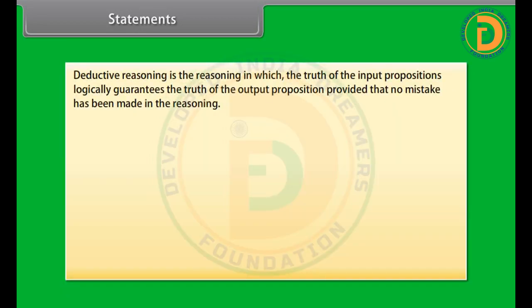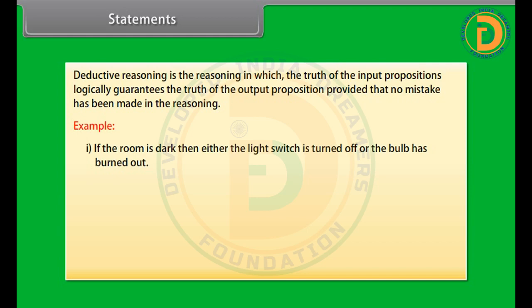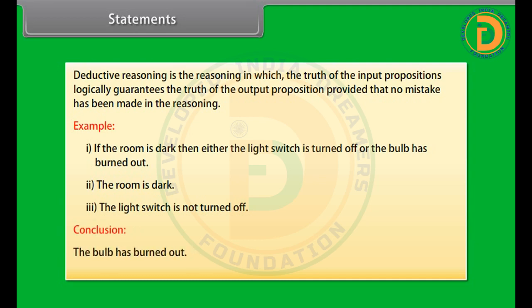Deductive reasoning is the reasoning in which the truth of the input propositions logically guarantees the truth of the output proposition, provided that no mistake has been made in the reasoning. Example: 1. If the room is dark, then either the light switch is turned off or the bulb has burned out. 2. The room is dark. 3. The light switch is not turned off. Therefore, the conclusion: the bulb has burned out.